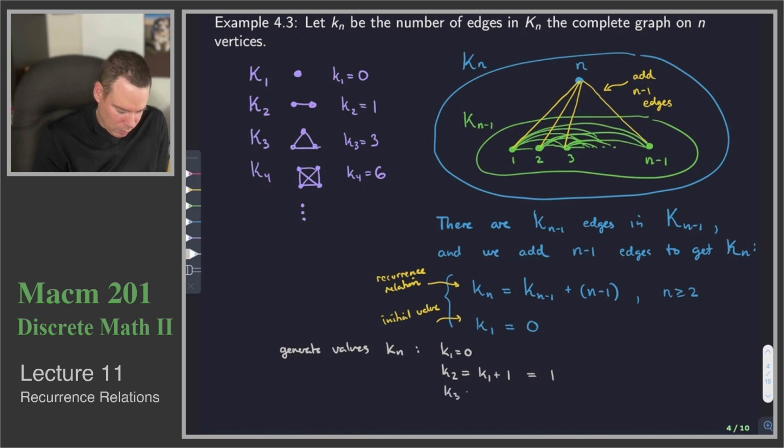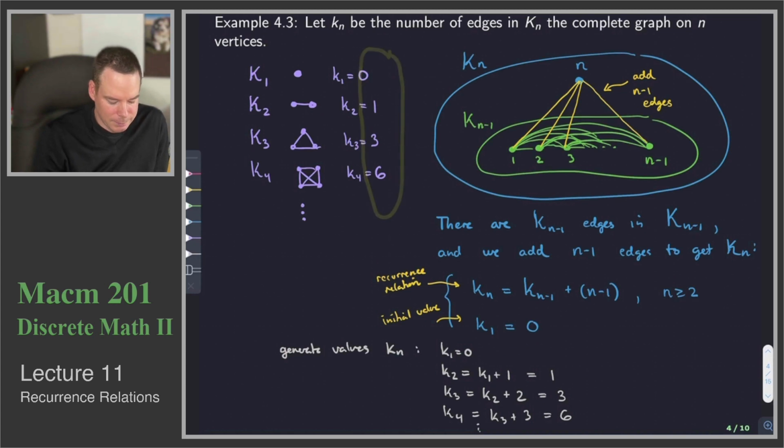What is k sub 3? The recurrence relation tells us it's the previous value plus the two new edges we add. K sub 2 is 1, so we get 1 plus 2 is 3. And maybe we'll finish on the last one, k sub 4. That is k sub 3 plus the 3 new edges we're going to add. And so that's 6. And we keep going. And we see that the values we've got here are precisely the values we got by listing the actual graphs out and counting.